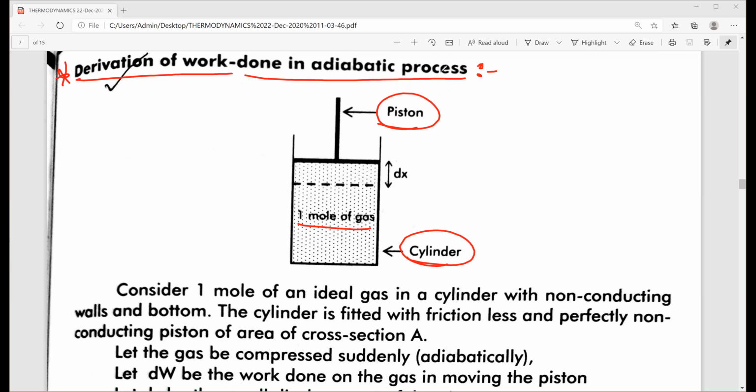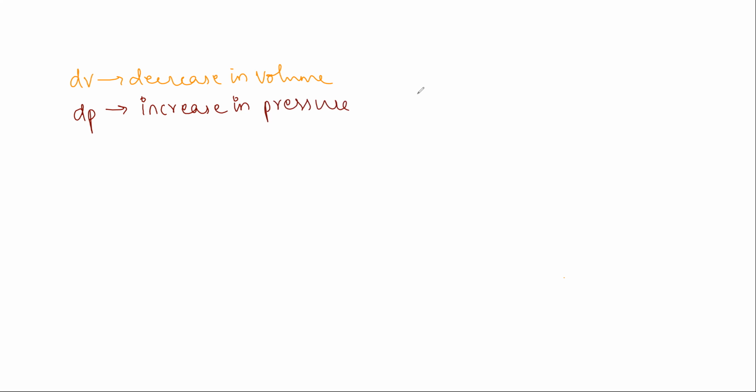So from this diagram, dV is the decrease in volume. dP is the increase in pressure. And dT is the increase in temperature.